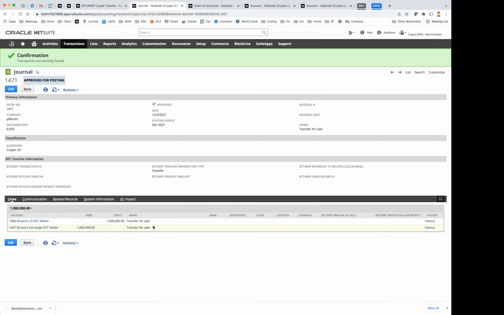This is basically the way currency transactions are working, right? So if I move from USD to euros, I'm doing the same thing, right?